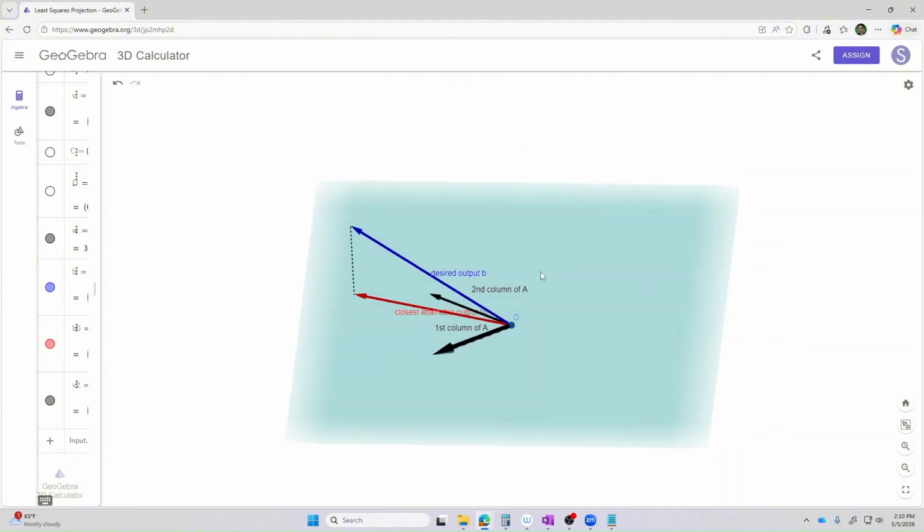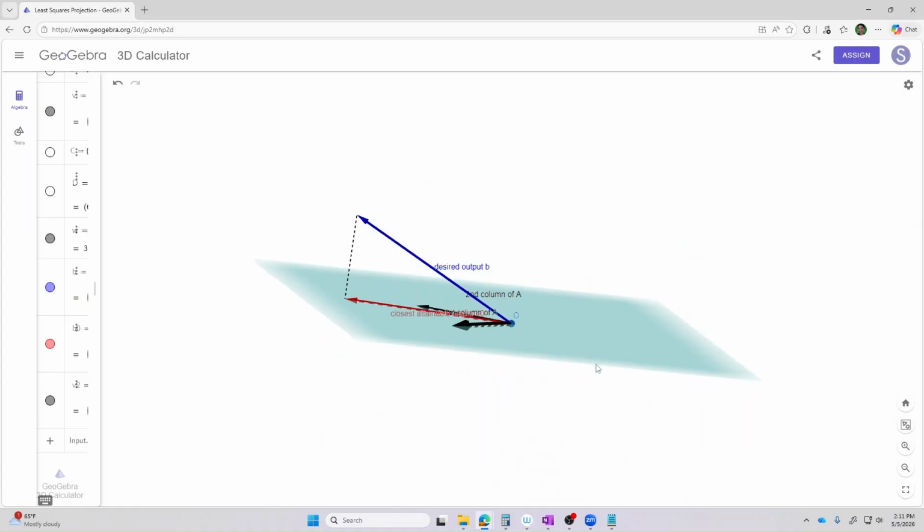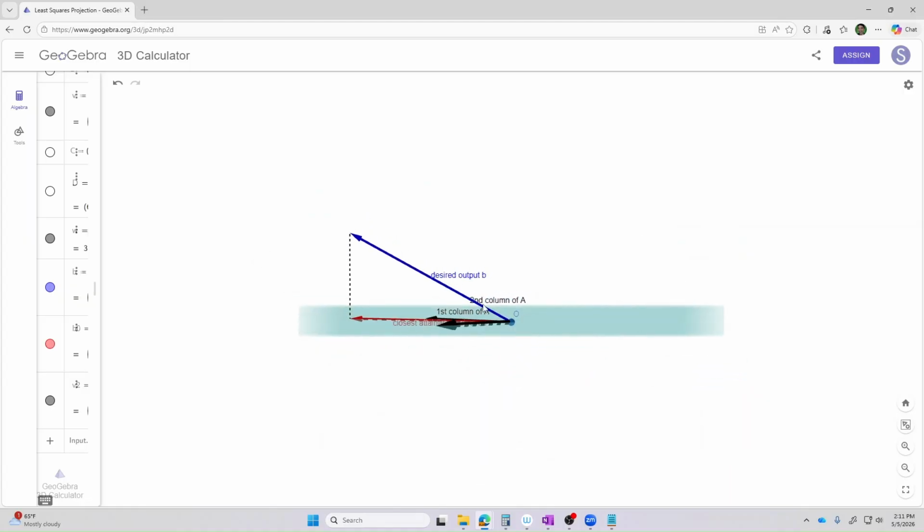Now, the vector that we wanted to produce originally, the desired output B, is this blue vector pointing out straight here. And what we can see is that there's no way for us to produce this vector B because it visually lies outside of the column space of the matrix A.